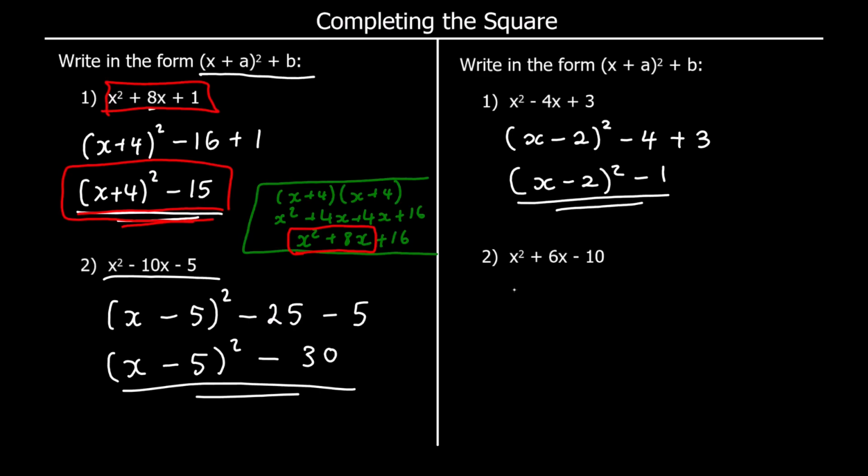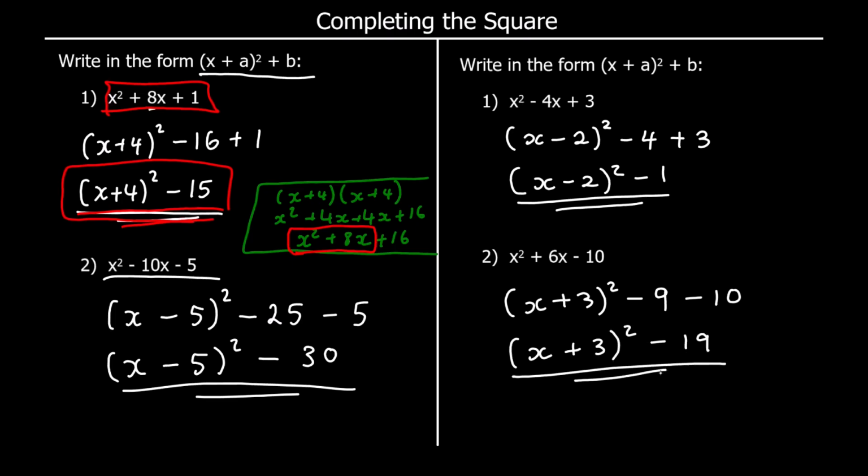And the second one, half of 6 is 3. Take away 3 squared. Take away 10 as well. So it's x plus 3 squared, take away 19.